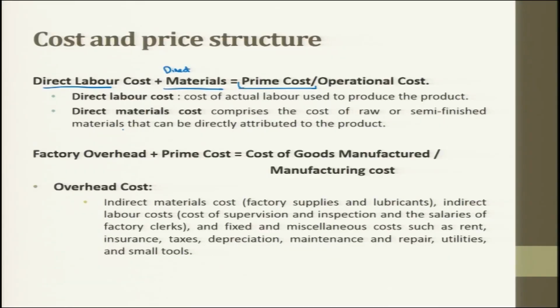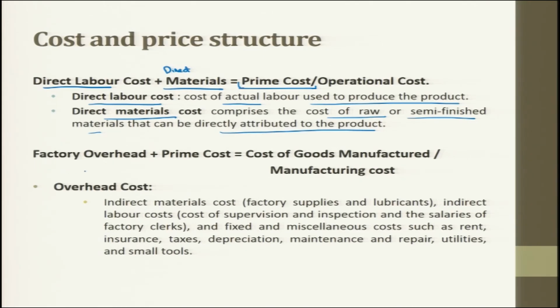Sometimes there is indirect material. There is a tool that is used to do machining on this. That tool also deteriorates. Tool wear happens. Tool wear is the indirect material that cannot be seen directly. So, prime cost is direct material plus direct labor. Direct labor cost is the cost of actual labor used to produce the product. Direct material cost is the cost of raw or semi-finished material that can be directly attributed to the product. In rapid manufacturing, we will see that the cost of indirect material is very low.